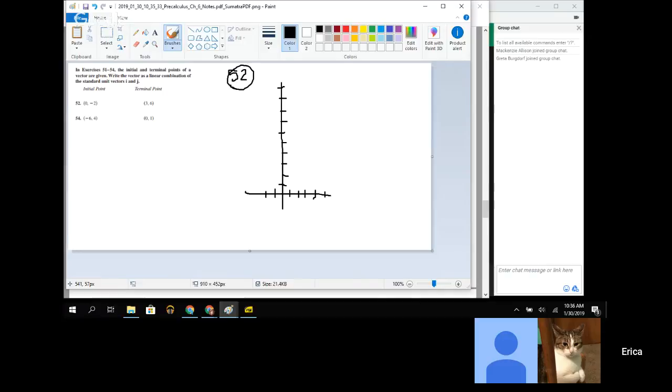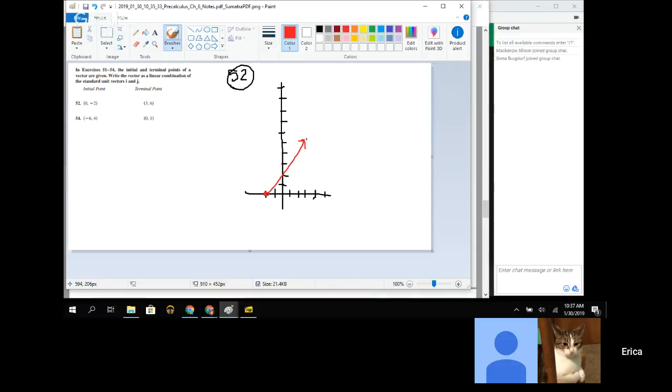Okay, so you have a vector. Its initial point is at 0, -2. It starts here, right? And it ends at 3, 6. So this is your vector, right? This is the initial point and that's the terminal point. Write the vector as a linear combination of the standard unit vectors i and j.